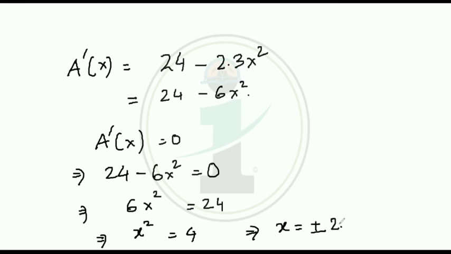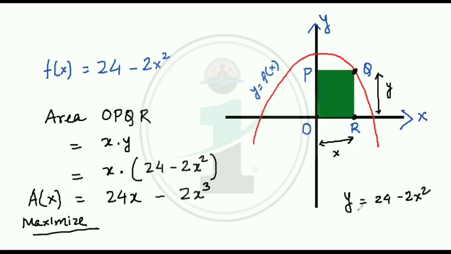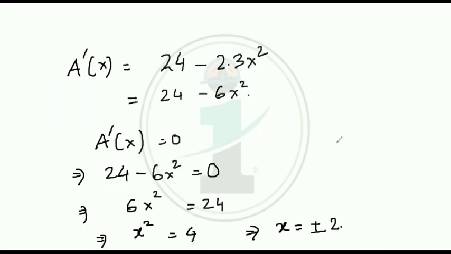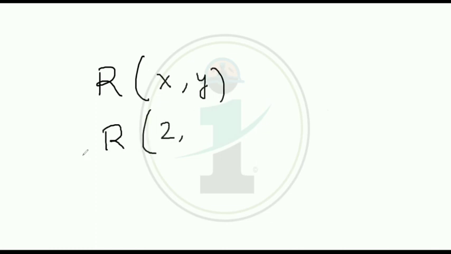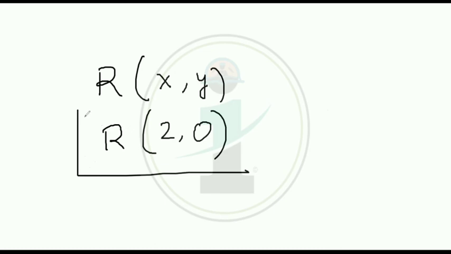Now which value of x should I take? They have given in the question that R lies on the positive side of the x-axis. So the value of x can't be negative, so we should take x equals 2. So what is the coordinate of the point R? R was (x, y). I got x equals 2, and since the point lies on the x-axis, it would be (2, 0). So the point we are looking for is R(2, 0).